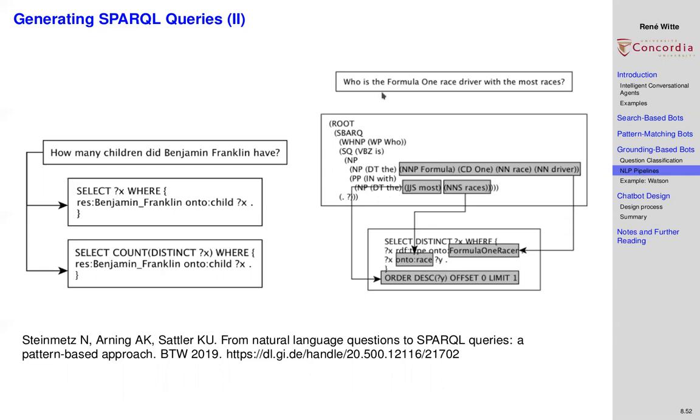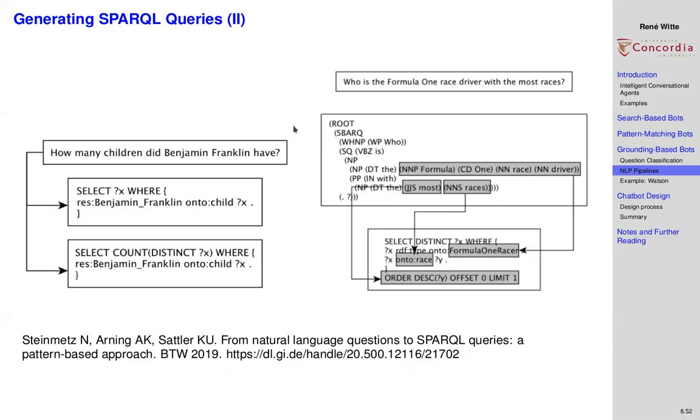Similar here, more complex question. Who is the Formula One race driver with the most races? So again, that's quite complicated because you need a somewhat more sophisticated query. So you do the syntactic analysis on the sentence, you extract the information that is relevant, and you combine them with a SPARQL query pattern. And then you can run this query and get the answer for the query here.